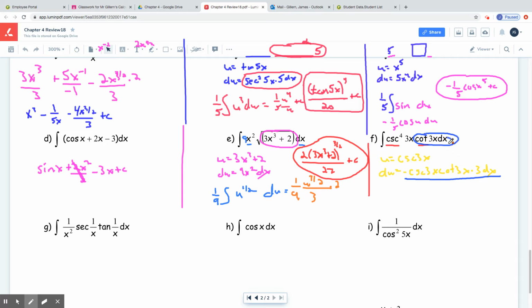I'm missing a 3, so I'm going to put a 1/3 on the outside. But I also need cosecant 3x in here. Well, here it is, but there's 4 of them. So when I rewrite it, first of all, I need a negative. There's just going to be 3 of them left. So instead of being u to the 4th, it's u cubed du, which is negative 1/3 u to the 4th over 4 plus c.